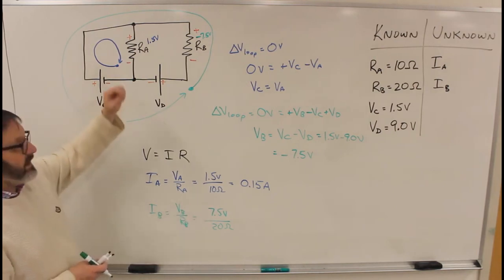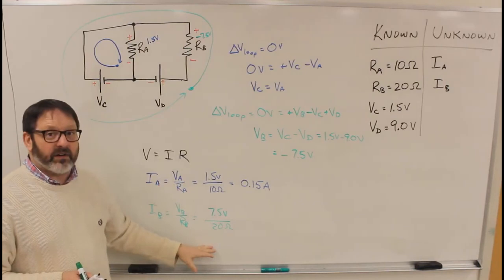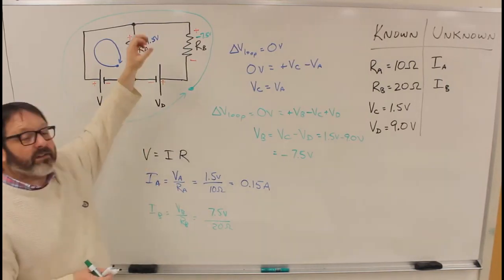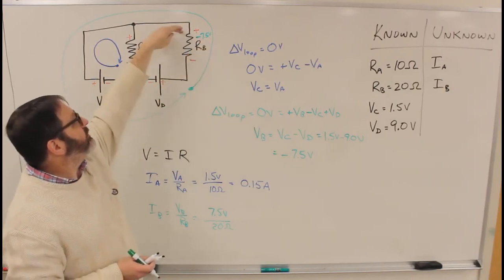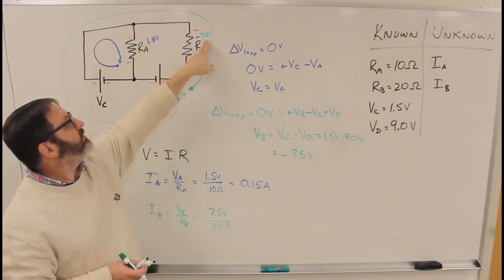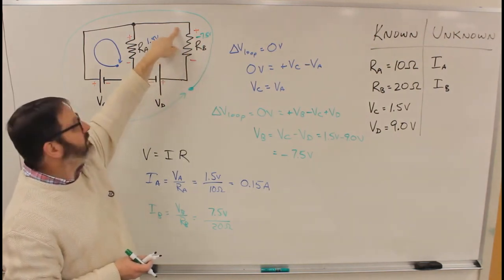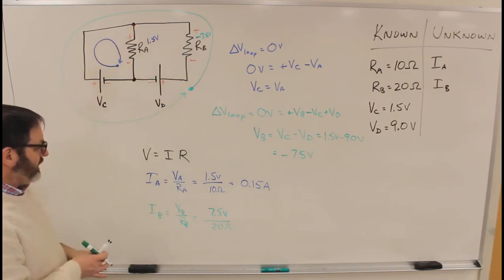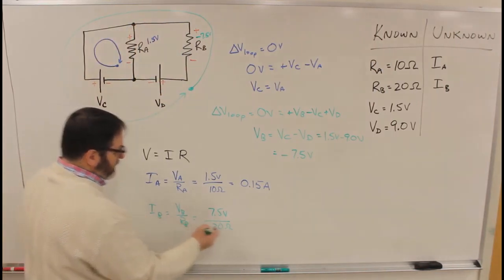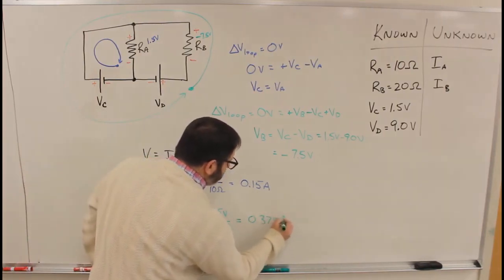The reason I did that is because if you're just asking for the current, that's the magnitude of the current that you want. If it's asked for the direction of the current, then you look at this minus and say, well, current flows from plus to minus, except that there's negative 7.5 volts, so I know the current's flowing upward through this one. So the current's actually flowing upward here and downward there. But the magnitude of the current, 0.375 amps.